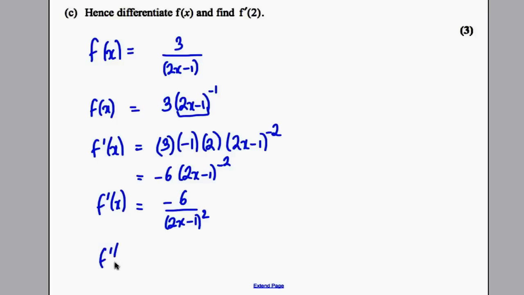So therefore f dashed of 2 is the answer you get when you substitute 2 in, so that's negative 6 over 2 times 2 subtract 1 squared. 2 times 2 is 4, 4 subtract 1 is 3, 3 squared is 9, so that's equal to negative 6 over 9, which simplifies to negative 2/3, and that's it, you're done there.